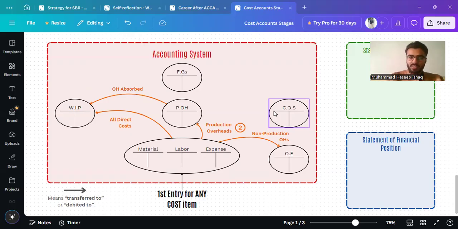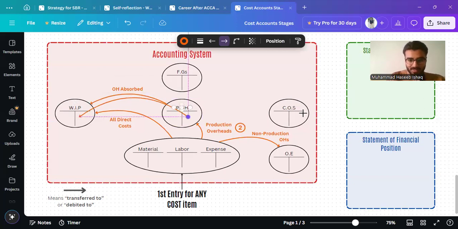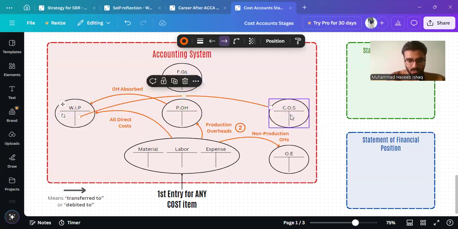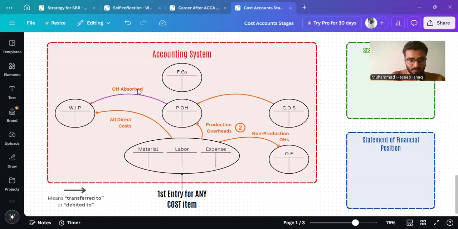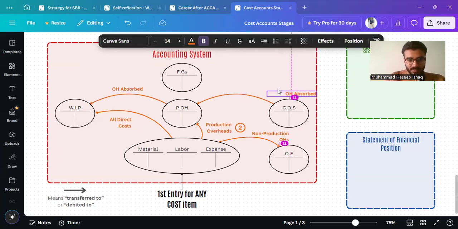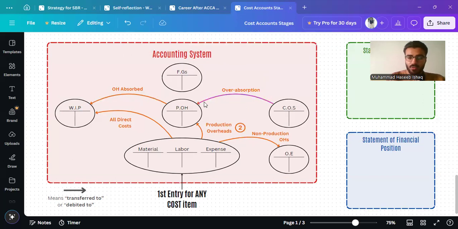So where does this go? Does this stay in the production overhead account? No, this is not the case. This gets transferred to the cost of sales account. So let's draw this. I have used the opposite arrow. What I have drawn now seems like something is being transferred from the cost of sales account to the production overhead account. Yes, this is the case. Actually, over absorption gets transferred from the cost of sales account to the production overhead account.